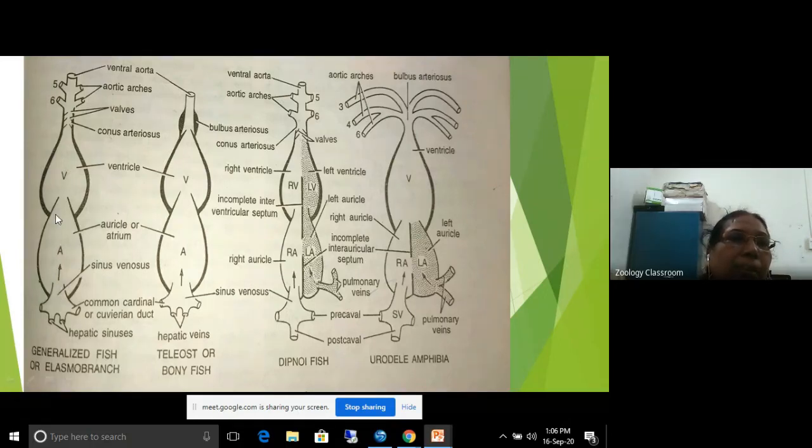नंतर ऑरिकल, ऑरिकल कसं आहे? थिन, इलास्टिक. Auricle opens into the ventricle by a wall, it is called auriculoventricular wall. Aperture opening ला काय म्हणतात? Auriculoventricular aperture. नंतर ventricle, it is thick, muscular, which opens into the conus arteriosus. Conus arteriosus is elongated, and it shows a wall consisting of 3 pairs of valves. These are called semilunar valves, and this conus arteriosus is connected to the ventral aorta. This ventral aorta shows lateral side aortic arches.